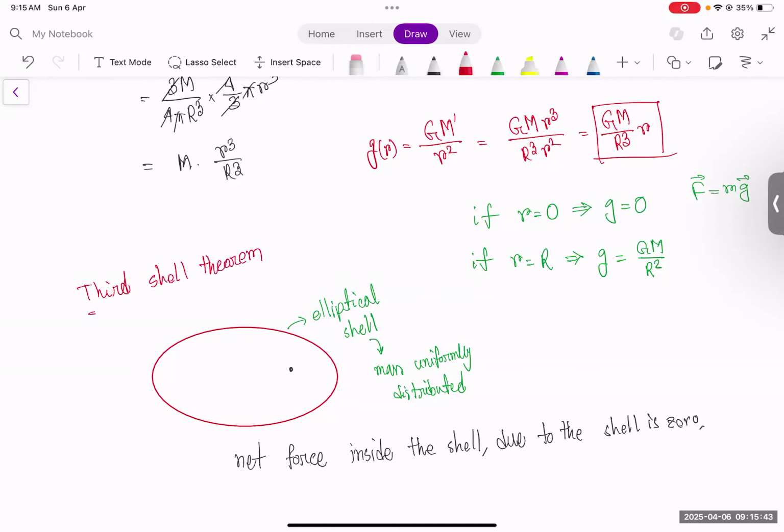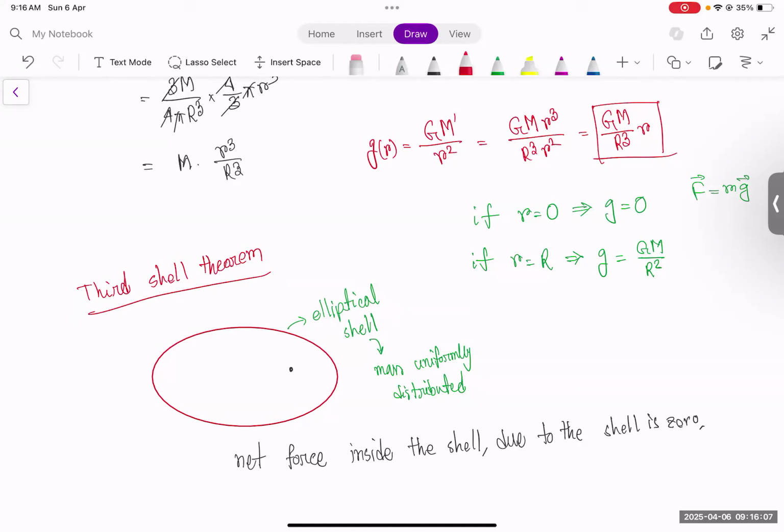Is there a fourth shell theorem that discusses what happens if I am outside the elliptical shell? No, there is actually no fourth shell theorem. In fact, the only way to find the net force due to an elliptical object outside the ellipse, or outside the ellipsoid, is to do integration. So there is no fourth shell theorem. Third is where it ends.